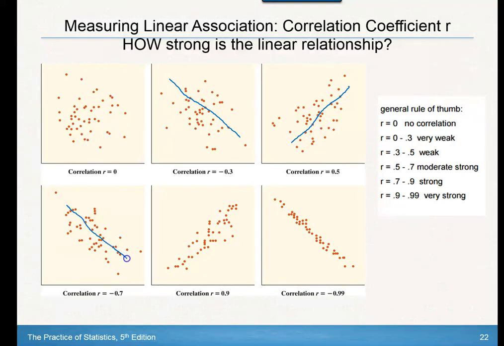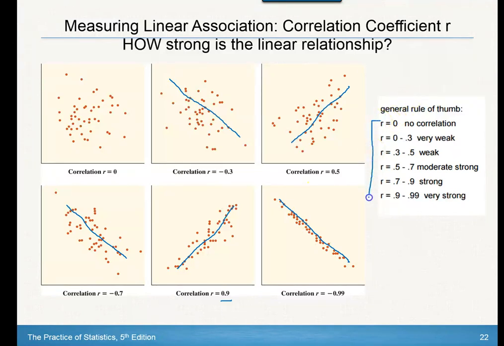-0.7, I have a negative relationship. They're a little bit more closely packed. And then take a look at this one. All of these dots are very close to each other, so that's going to give us an R value of 0.9. Here's where it's almost -1. All of those points are very close to the line. They're very tightly packed together.